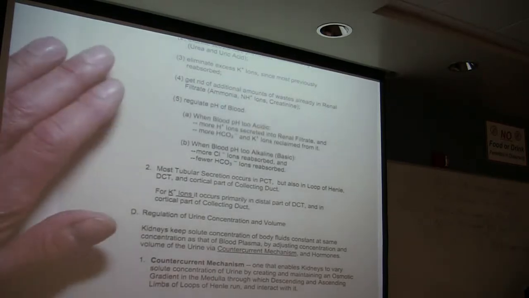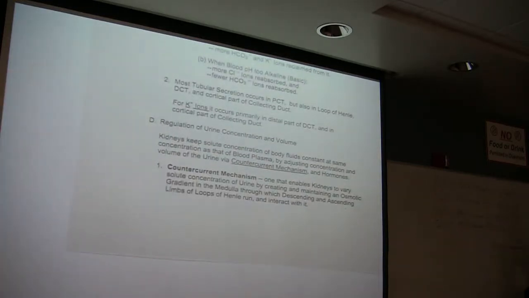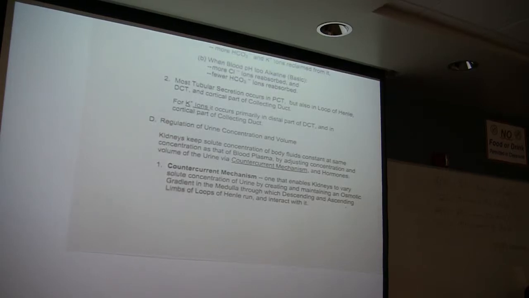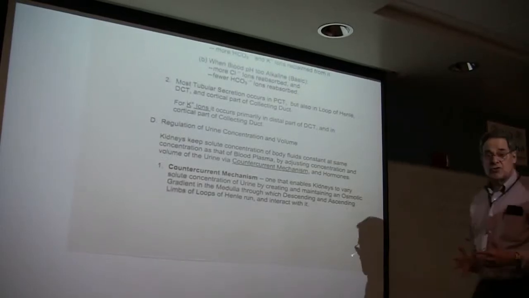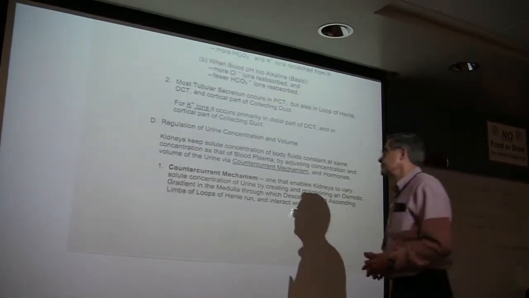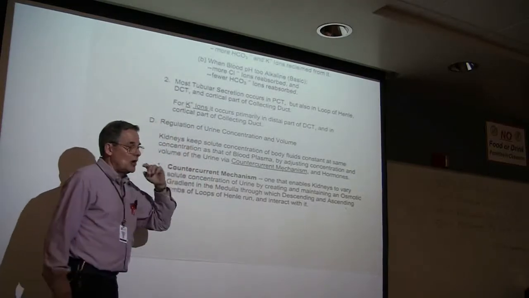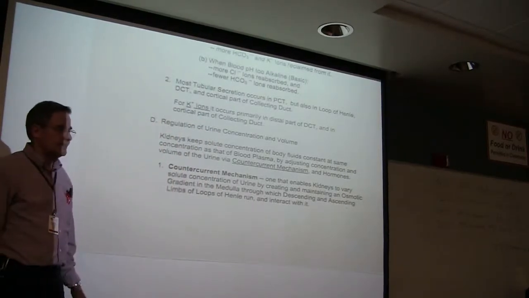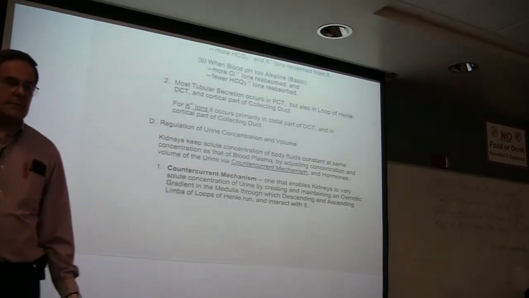All right, let's look now at regulation of urine concentration. Remember, the kidneys have to concentrate the urine. They've got to reclaim most of the water, which means most of the water has to be pulled out of the renal filtrate and not pass out of the body as urine. So they've got to concentrate that urine. And basically, this is accomplished by what's called a countercurrent mechanism, and this occurs in the medulla of the kidneys.